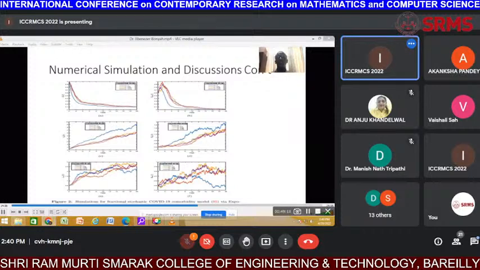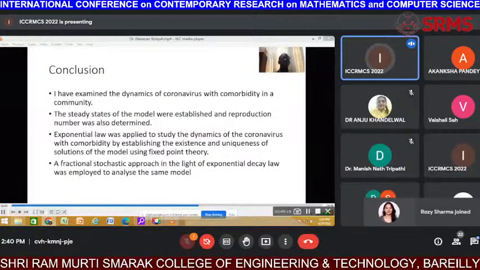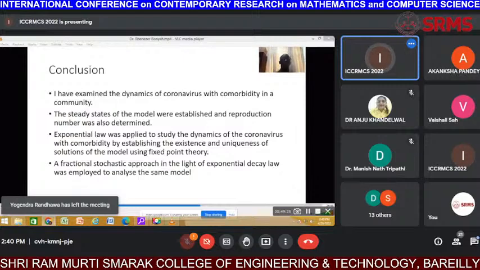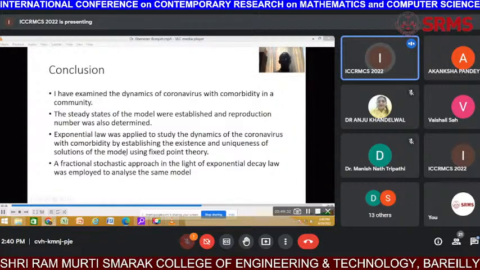So I would like to conclude by saying that I've examined the dynamics of comorbidity. The steady state of the model has been established, with the reproduction number also determined. An exponential law was applied to study the dynamics of the coronavirus community by establishing the existence and uniqueness of the solution of the model using fixed-point theory, which I've explained. Then a stochastic approach was also employed numerically.